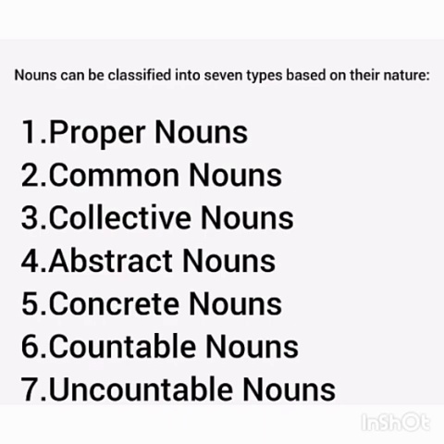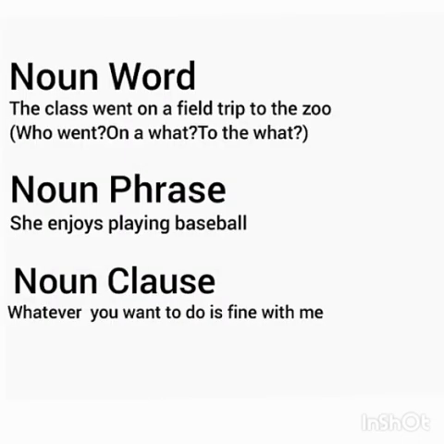And the second one is common nouns. It is a name given in common to every person, place or thing. Example, teacher, student, flower, etc. And also there are collective nouns, abstract nouns, concrete nouns, countable nouns and uncountable nouns. In a sentence, we can represent noun in 3 ways: noun word, noun phrase and noun clause.